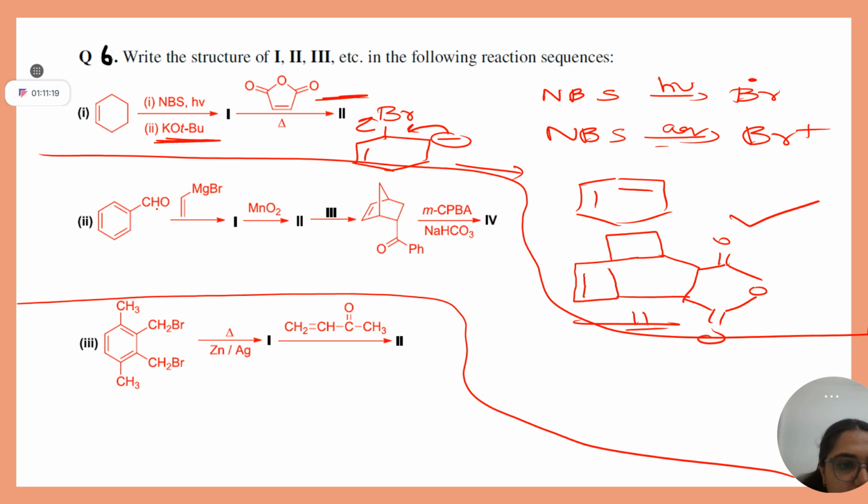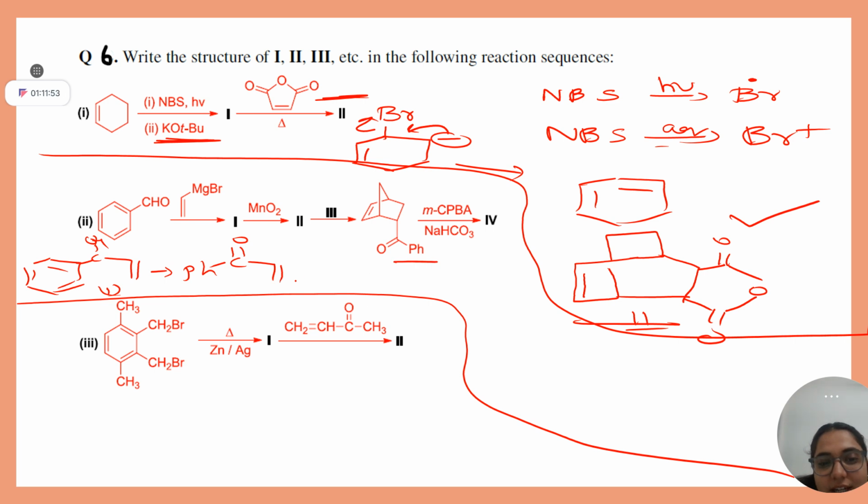Vinyl Grignard is there, aldehyde is there. First, which reaction will take place? Grignard attack on the CHO, the attack of this vinyl Grignard. Yes or no? What is the role of MnO2? It is oxidation. Exactly, so it will make a carbonyl here. Your dienophile is ready. Yes or no? Product is given.